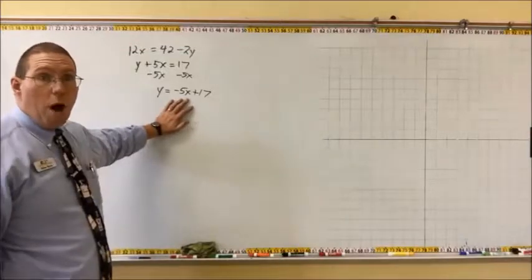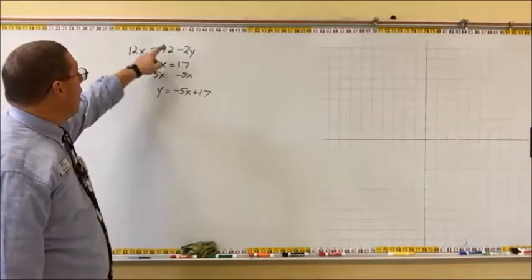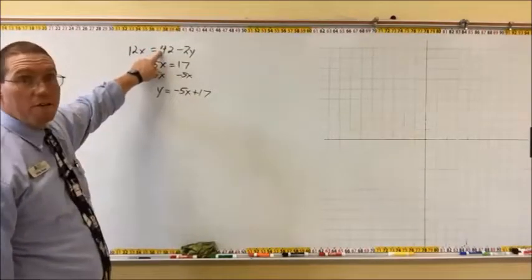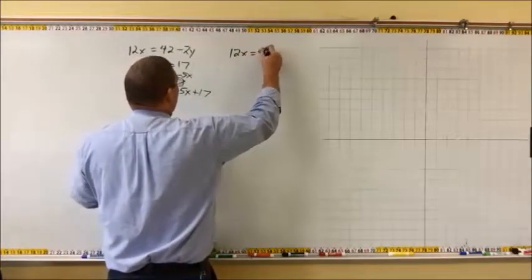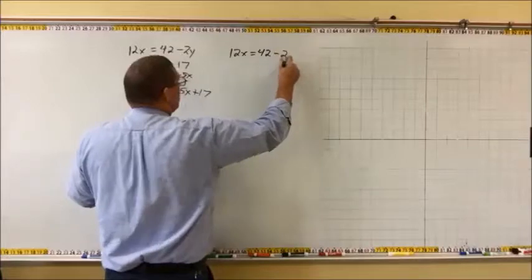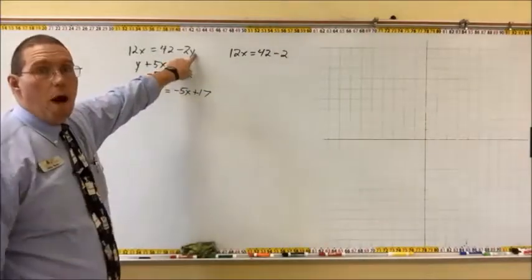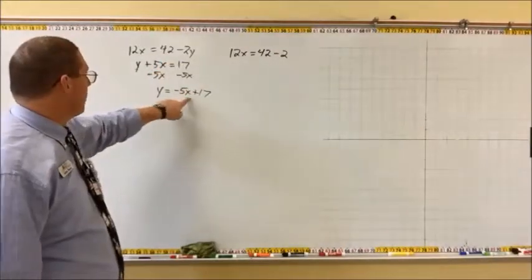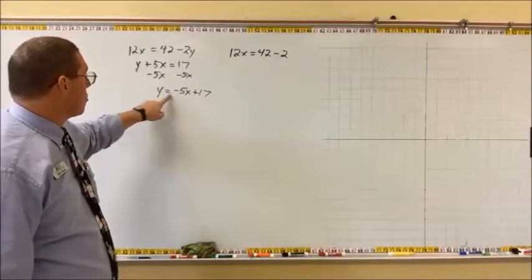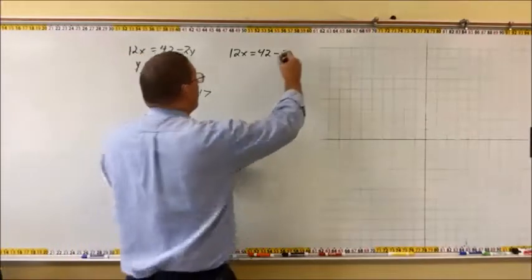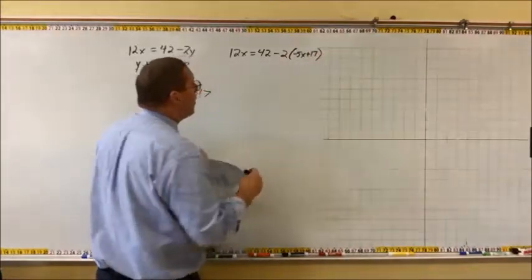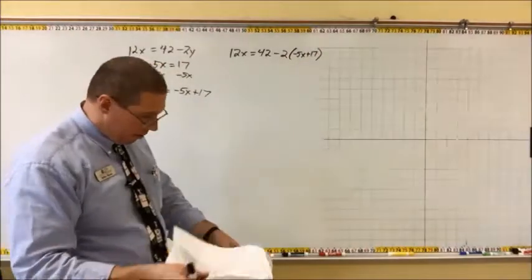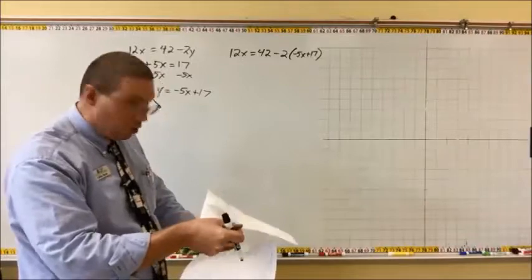Now that I've solved for y, I need to go to the other equation, the 12x equation. In for y, I got 12x equals 42 minus 2. Instead of putting a y here, I'm going to put -5x plus 17, because that's what y is equal to. Now I'm going to solve like I solved question number 13.